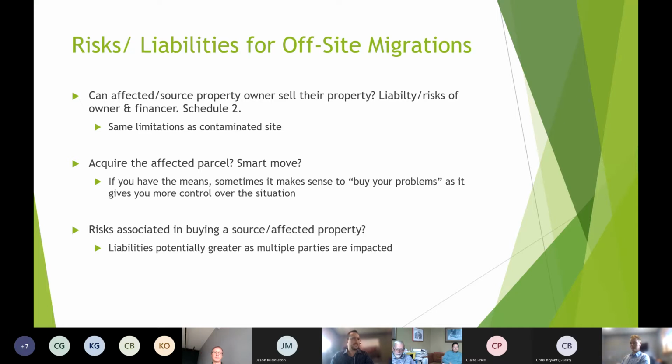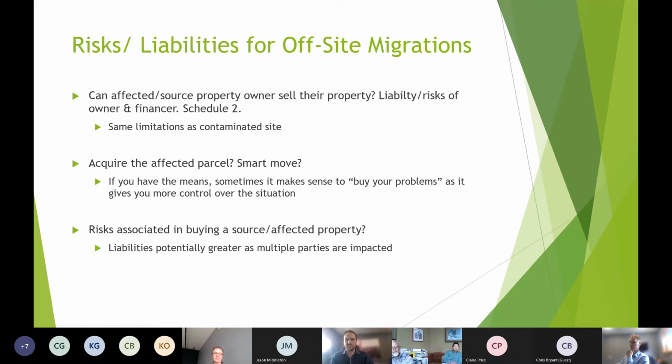So what are the risks in buying a source or affected parcel? Purchasing a property that has known contamination obviously comes with a number of concerns. Whether that contamination is your fault or the neighbor's fault, it doesn't really matter in the eyes of a lender in most cases. So getting financing will likely be challenging and or may not be possible.